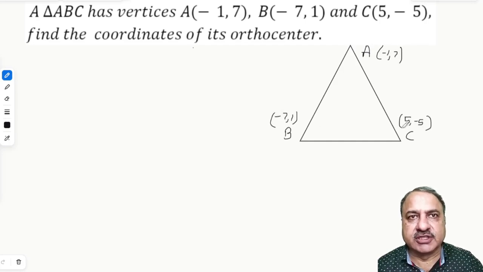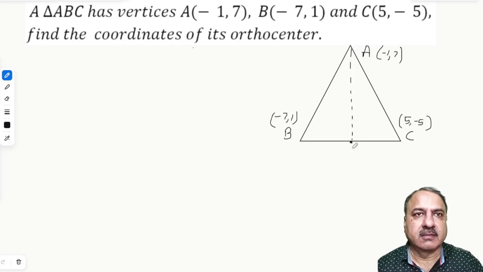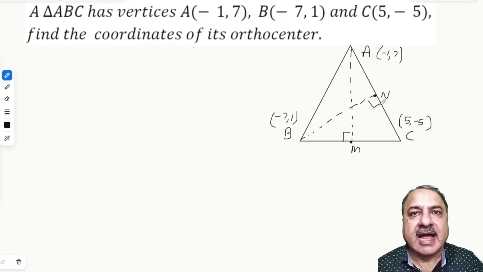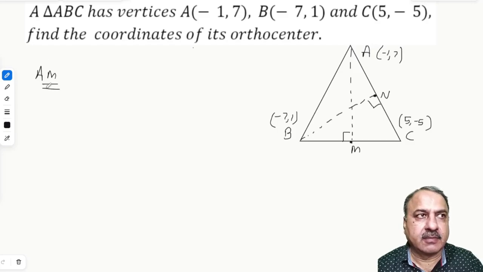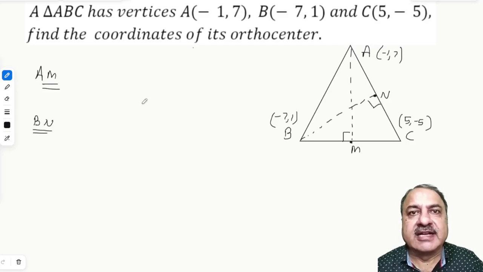Let me draw the altitudes now. AM and BN are altitudes. AM is perpendicular to BC and BN is perpendicular to AC. We have to find the equation of AM and BN. To get the equation of a line, we have to find its slope.